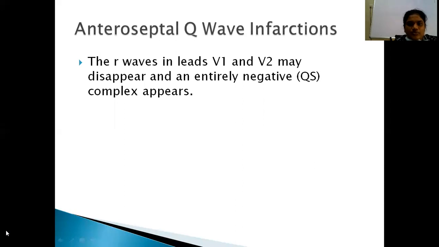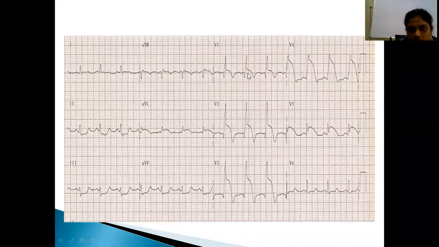Then anteroseptal Q wave infarcts. The R wave is very small in the leads V1 and V2, may disappear entirely, and an entirely negative QS complex may appear. This indicates anteroseptal infarcts. So here you can see the R wave almost absent, and the ST segment elevations and T wave inversions we are able to see, right?